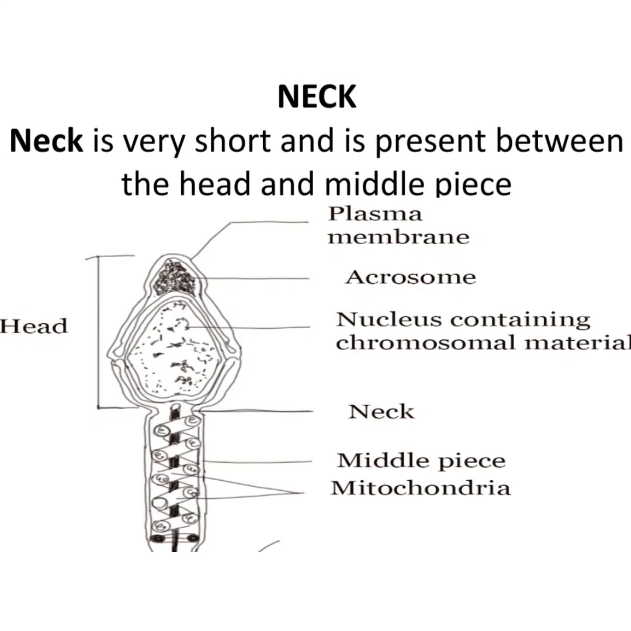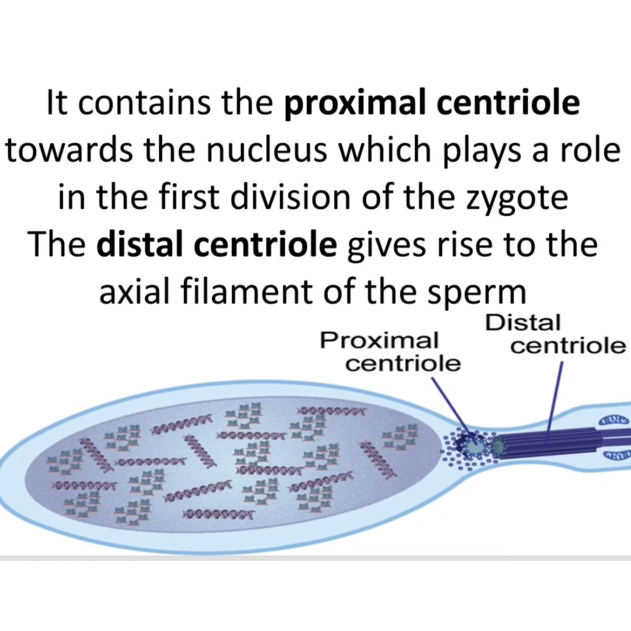Now what about the neck? The neck is very short, and the neck is present between the head and the middle piece. The head in front and the middle piece behind. In the middle is the neck. Now the neck contains centrioles. One is the proximal centriole towards the nucleus. This plays a very important role in the first division of the zygote. And there is a distal centriole which gives rise to the axial filament of the sperm.